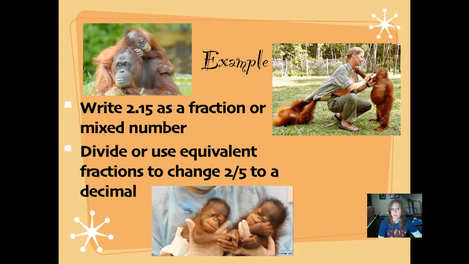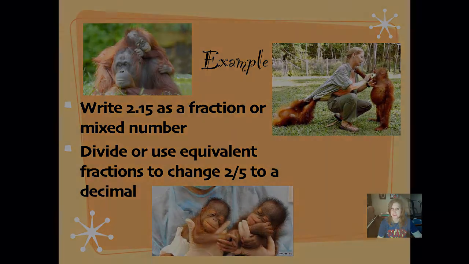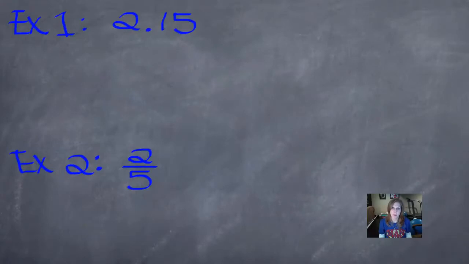Here's our first example. We're going to go to the Bamboo tablet and we're going to write 2 15/100ths as a fraction or mixed number. Then we're going to divide or use equivalent fractions to change 2/5 to a decimal. Aren't those cute pictures? So for this example 1, we're going to read the decimal 2 15/100ths, and when we read it, that really tells us exactly how we write it as a fraction. It reads the exact same for both a fraction and a decimal.